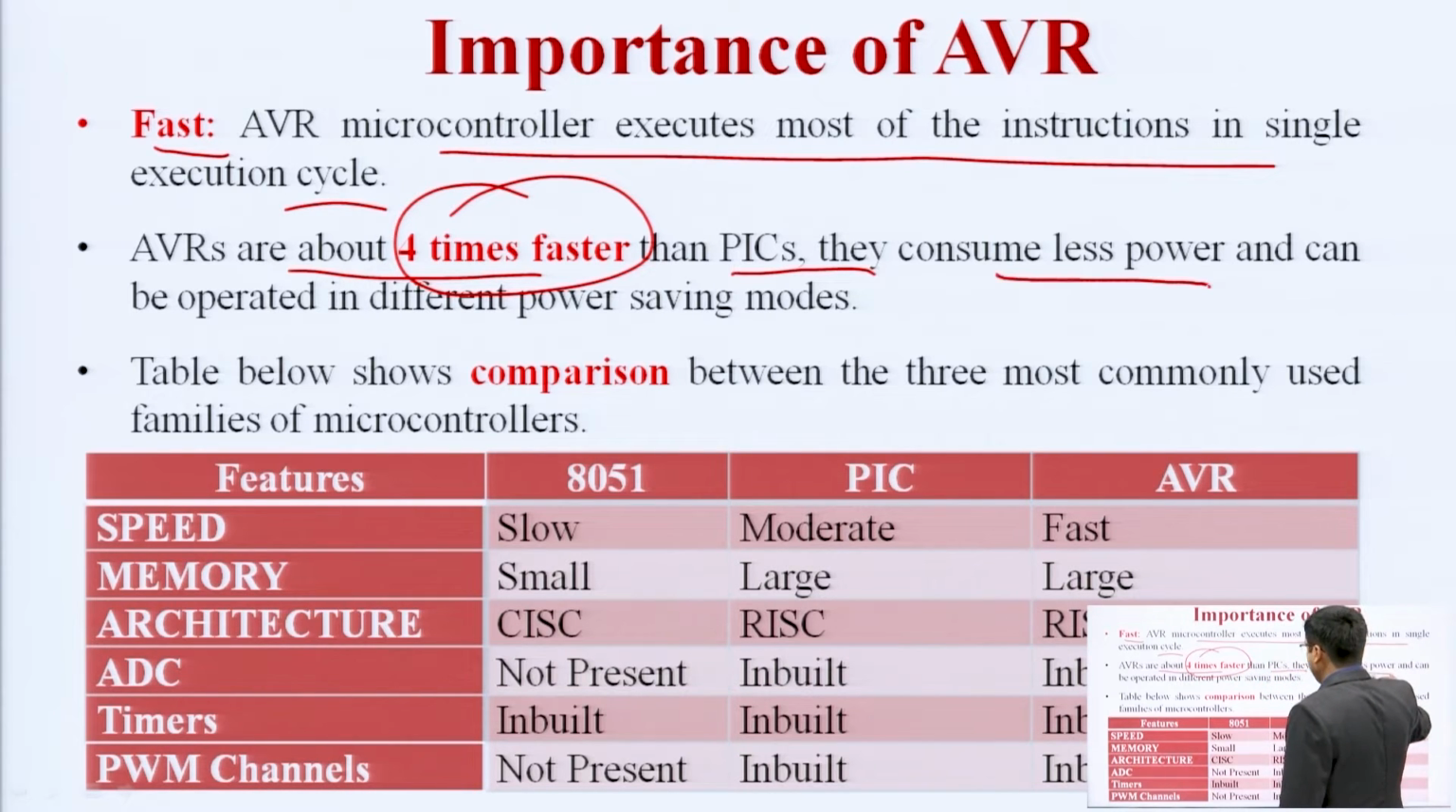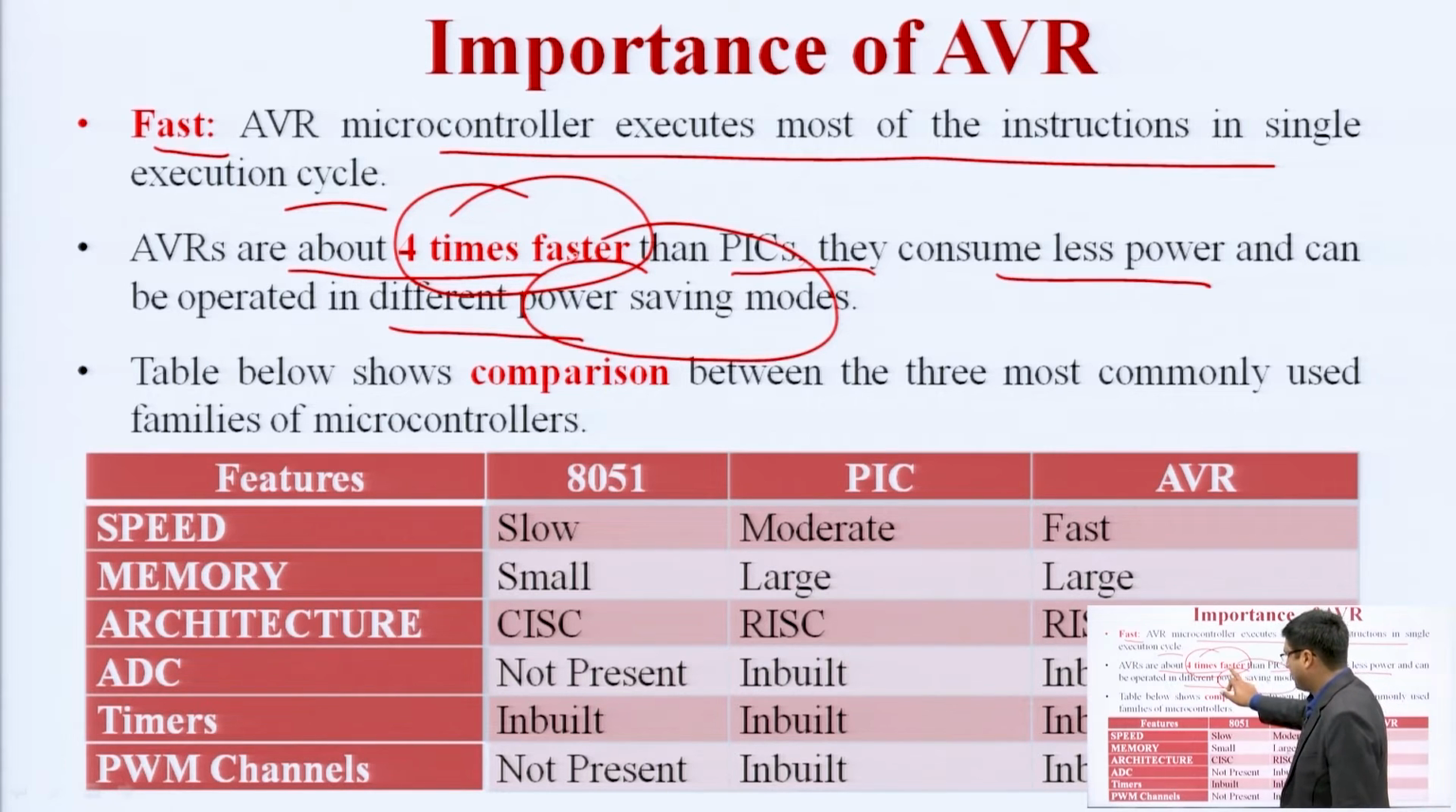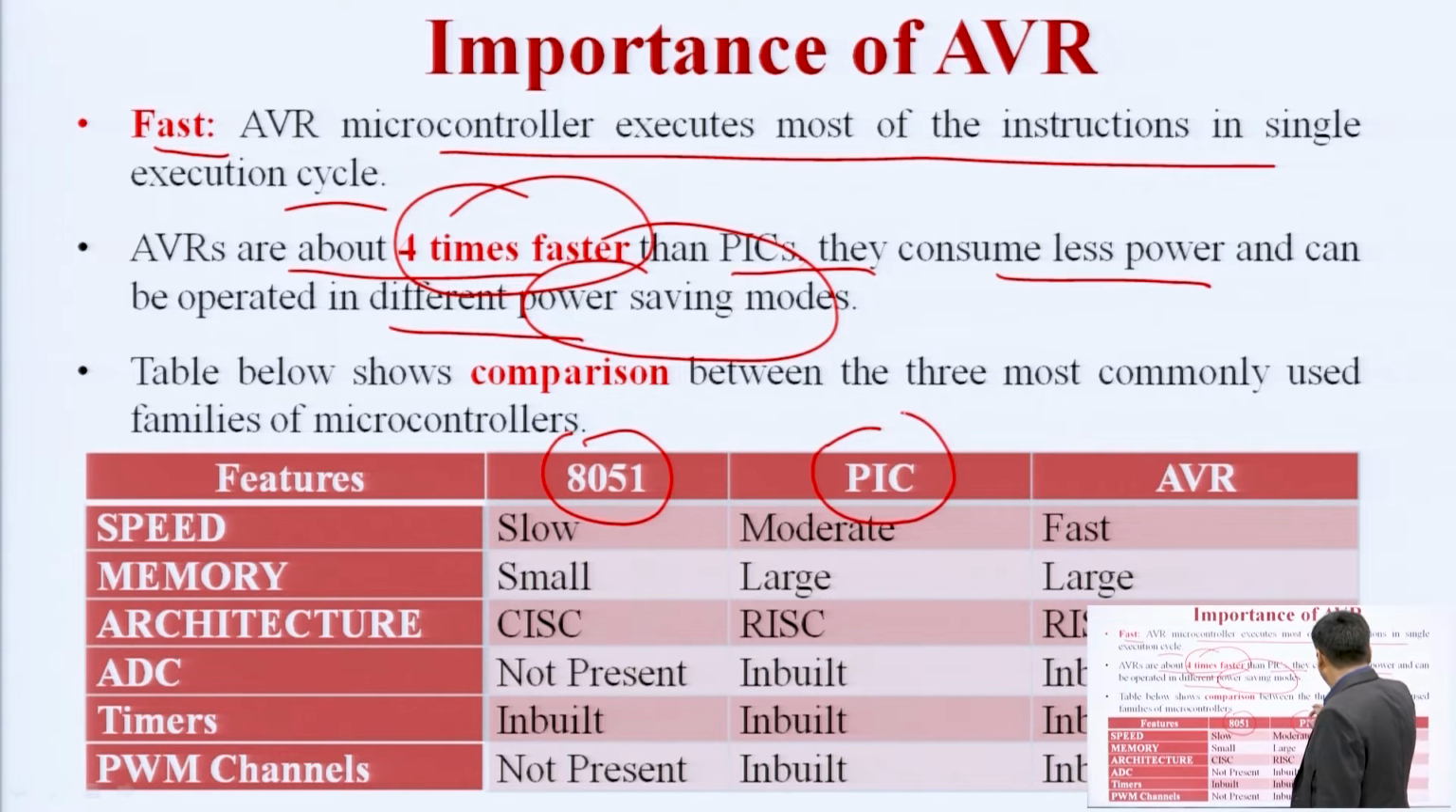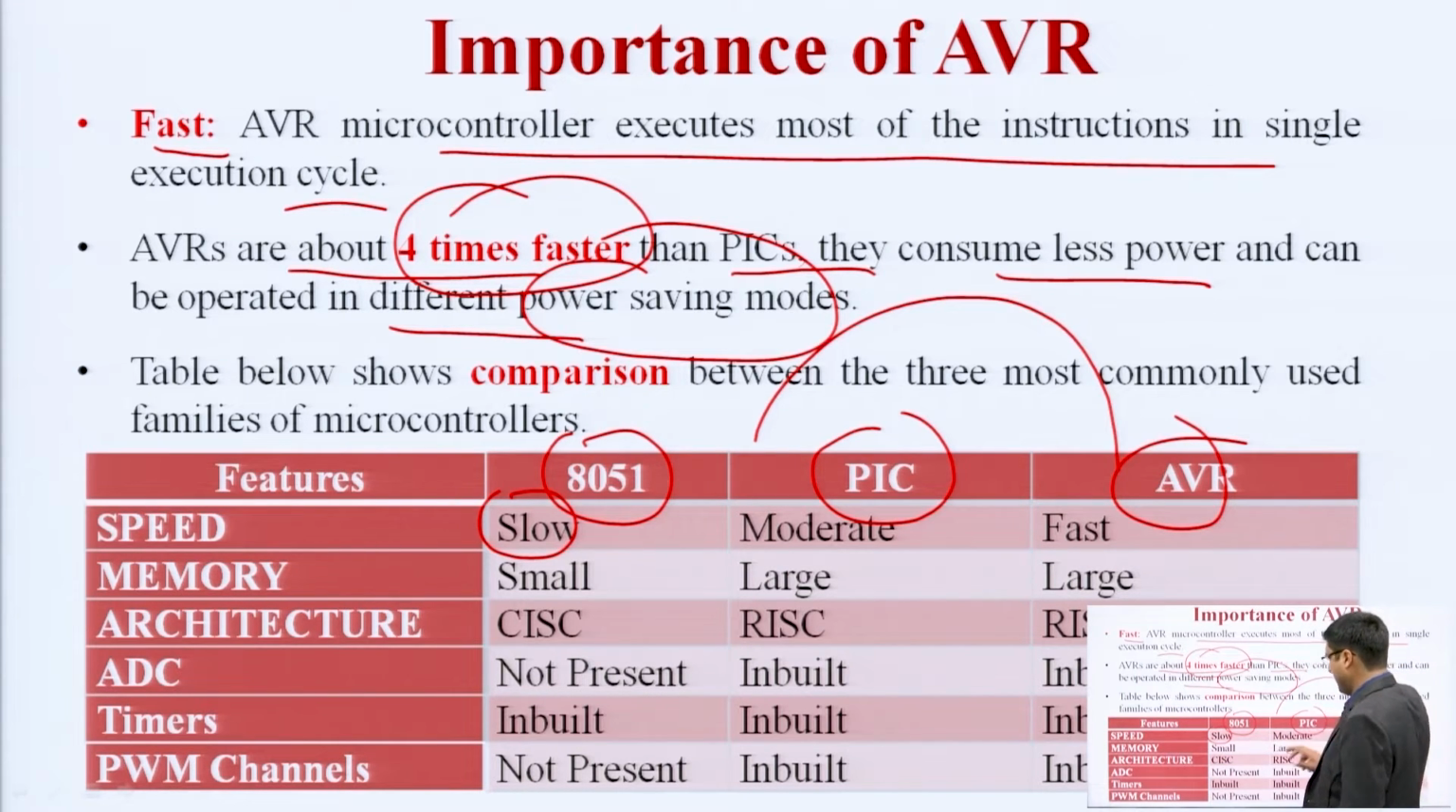They consume less power and can be operated in different power saving modes. One of the important features of AVR is that it has different power saving modes. We will see this in our further slides. The table below shows a comparison between the 3 most commonly used microcontroller families: 8051, PIC, and AVR. The speed of the 8051 is slow as compared to AVR. It has fast execution, memory is small, but in AVR the memory available to the processor is more.